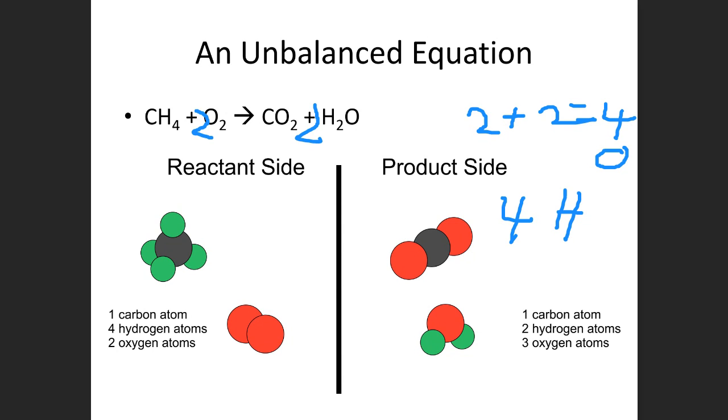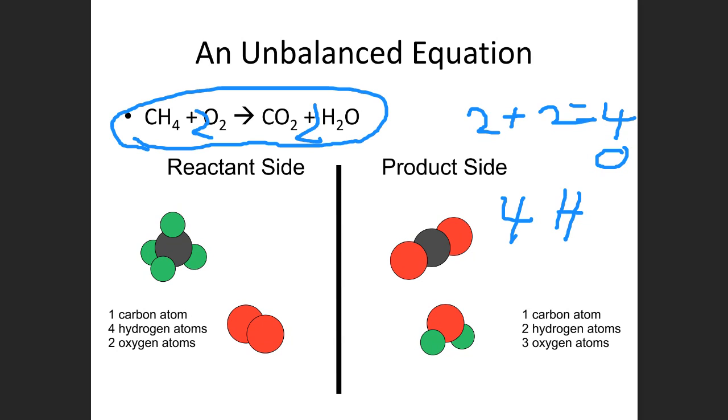Then what is going on here? We now have 4 oxygen on the left side too. Now let's count the carbon. How many carbon do we have? 1 and 1. So don't you think that this reaction now seems to be balanced?